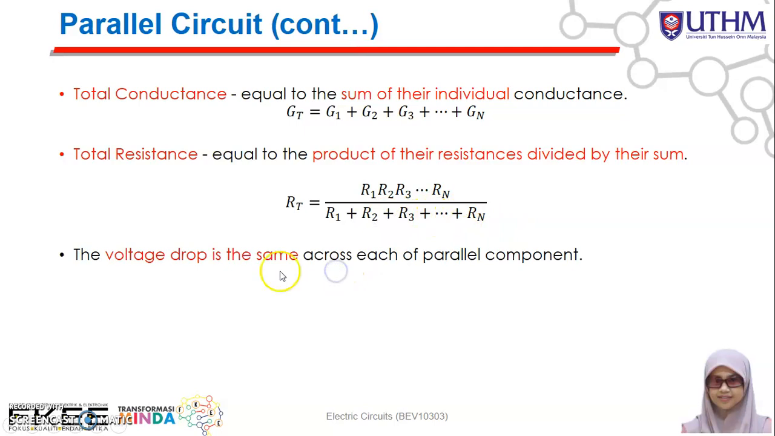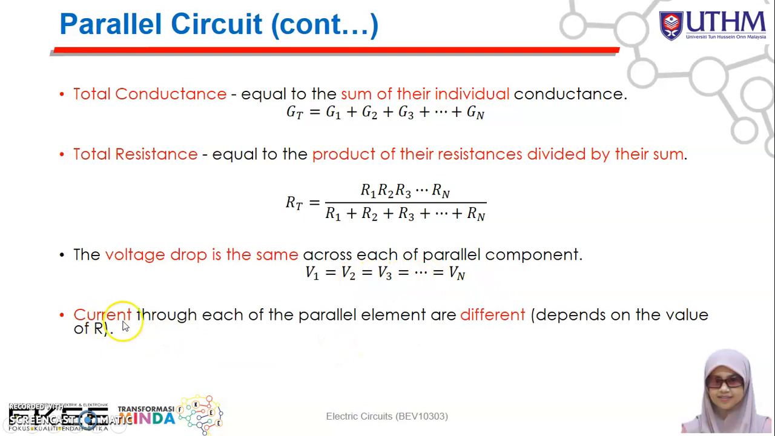The voltage drop is the same across each of the parallel components, so V1 is equal to V2 is equal to V3 and so on. The current through each of the parallel elements is different because the current from your source is divided into each of the elements. The current depends on the value of R, and here you have In is equal to V, the voltage supply, over Rn.